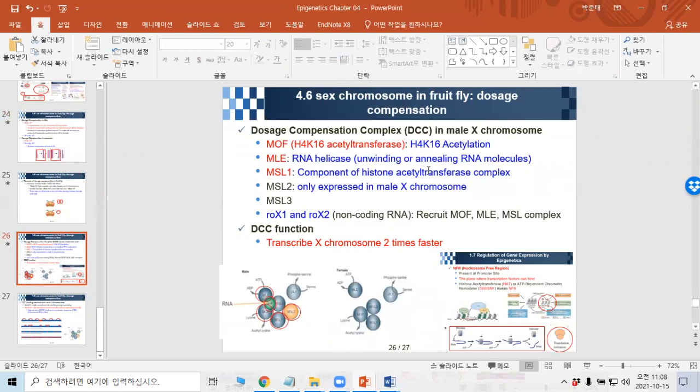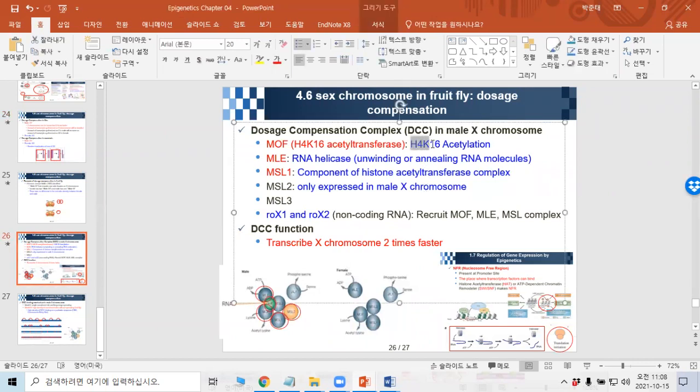So they have the H3K16 acetylation, and they also have the function helicase. Okay, they have another component like this. The main function is to transcribe the X chromosome 2 times faster.